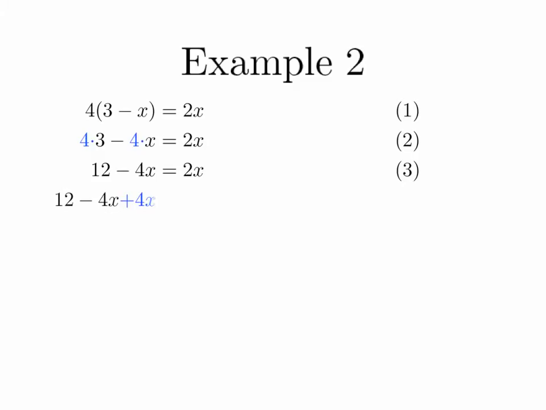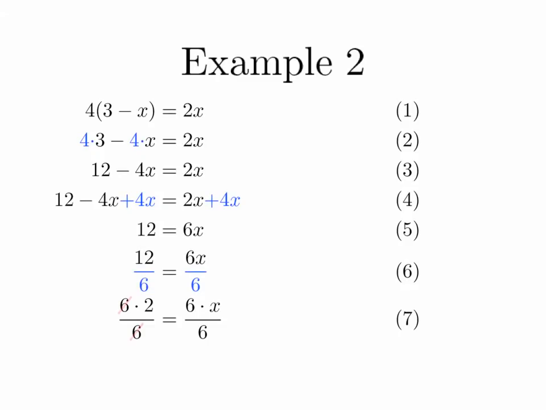So let's look at another example, right? In this example, the first thing we want to do is distribute the 4. So 4 times 3 minus 4 times x equals 2x. So let's isolate the x. What we want to do now is add 4x to both sides of the equation. And when you do that, you're left with 12 is equal to 6x. Now we want to divide both sides of the equation by 6. And when you do that, the 6's cancel out, and we're left with 2 is equal to x. We flip that around, x is equal to 2. And that's our final answer.